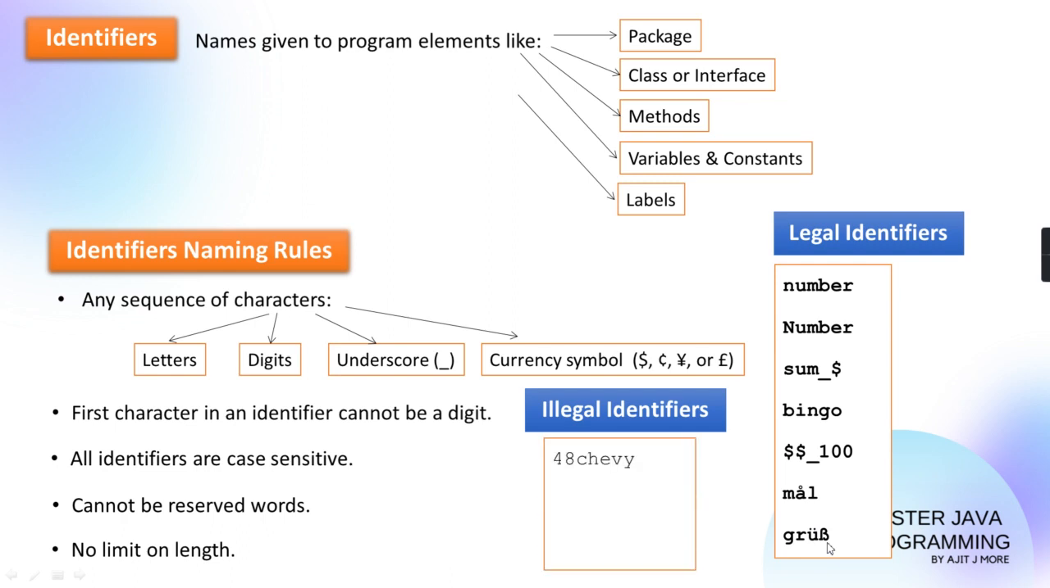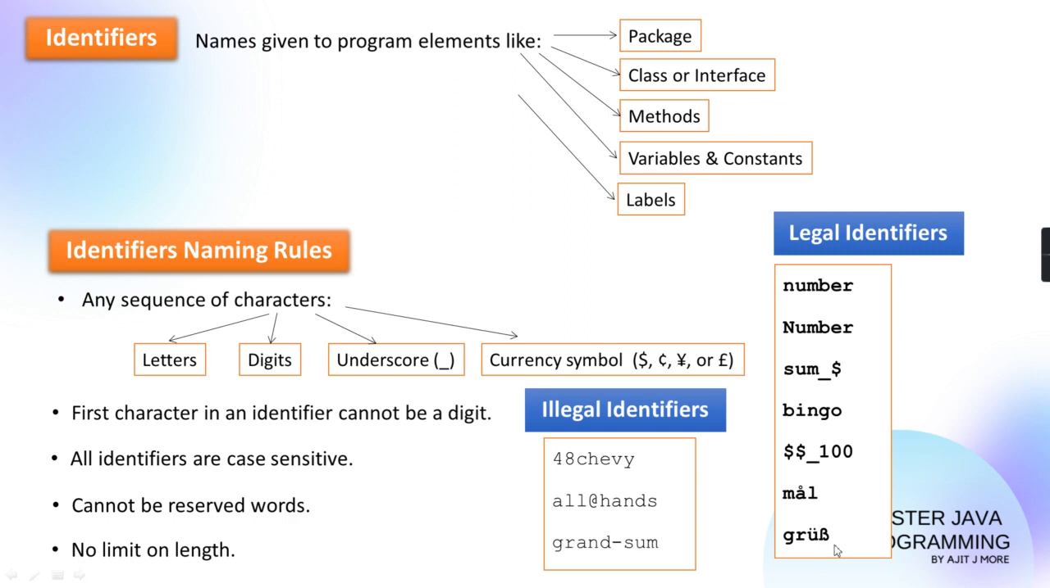Now illegal identifiers. 48CHEVY. Obviously not valid because it's starting with 48. Next, with the at-the-rate symbol, at the rate is a special symbol which doesn't come in these 4 categories. Getting? Now I wrote here letters, but while explaining, I have clarified. Letters means not only A to Z, upper, lower. Latin letters also they consider. Getting or no? So that's what you can see here, that Latin A, Latin U, that alpha, beta, gamma, that is also allowed.